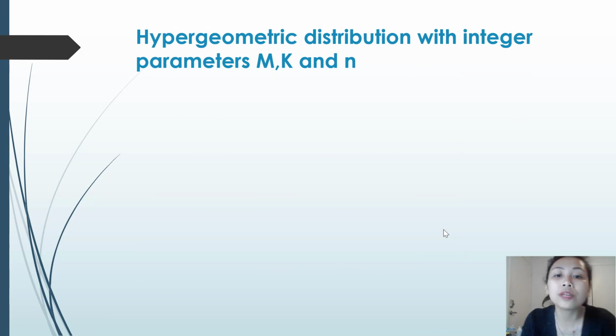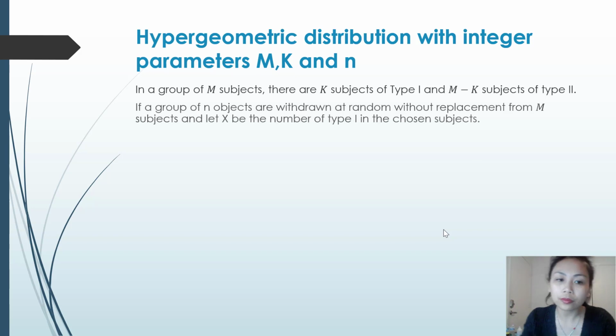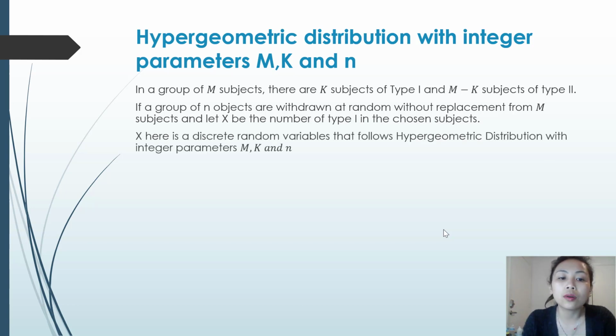Next, hypergeometric distribution with integer parameters m, k, and n. So in a group of m subjects, there are k subjects of type 1 and m minus k subjects of type 2. A group of n objects is withdrawn at random without replacement from the m subjects, and let x be the number of type 1 in the chosen subjects. So x here is the discrete random variable that follows a hypergeometric distribution with integer parameters m, k, and n.